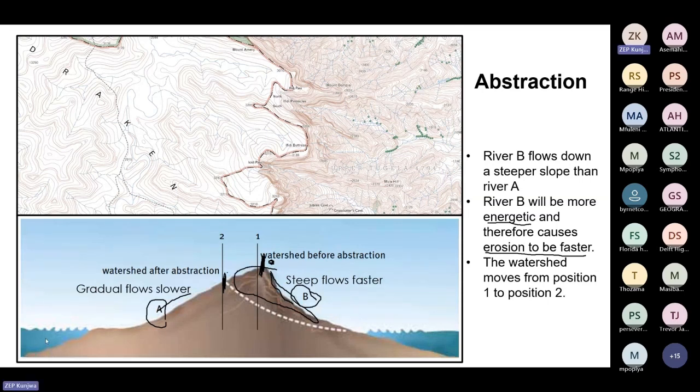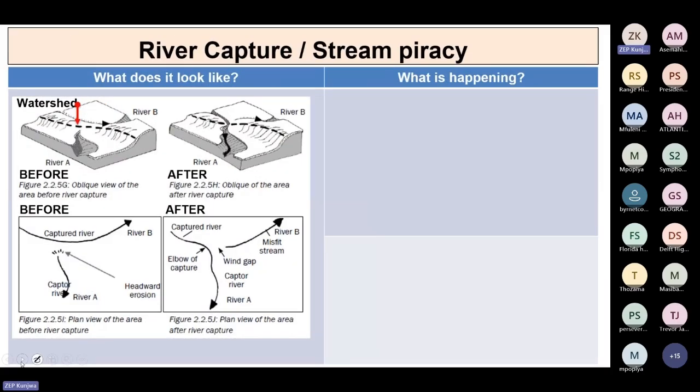Let's move on. Now, the river capture. As I said to you before, in that area where there's river A, the river is energetic, it is digging deep, but while it's digging deep, it's also doing a backward erosion, which we refer to as a headward erosion towards the head, which is your watershed there.